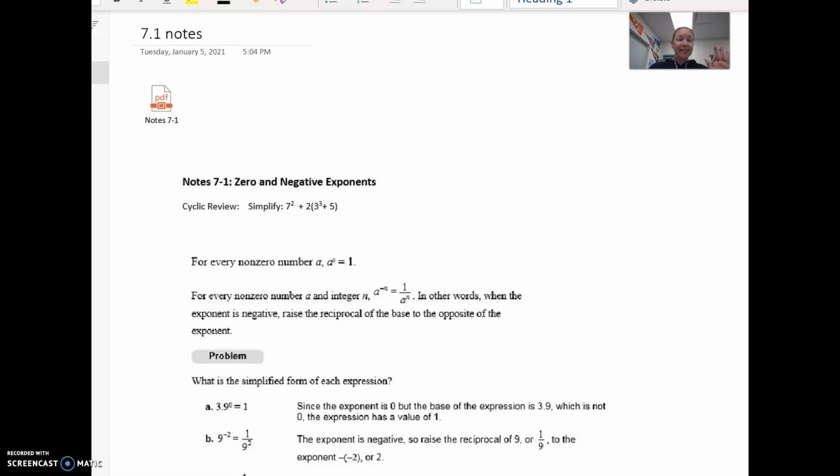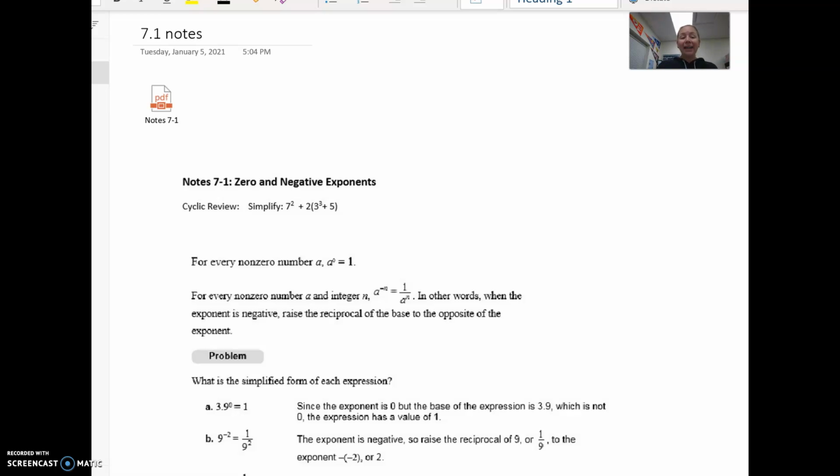Hey guys, we are going to be off and running today. So we'll go through the notes. We're going to start chapter 7, and the first section is on zero and negative exponents and their properties.